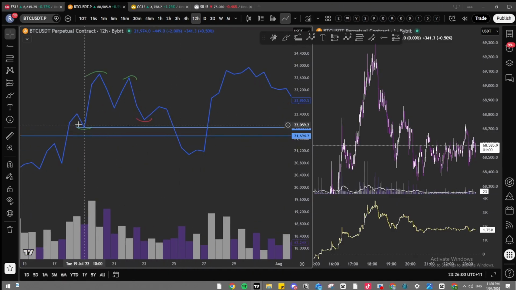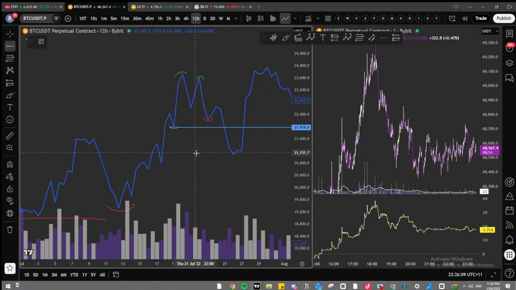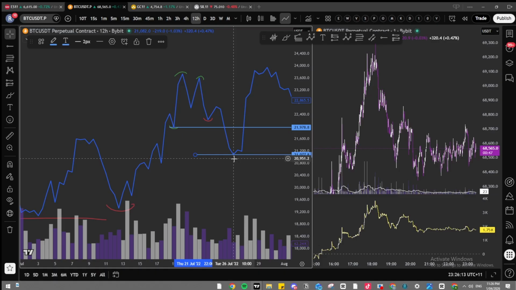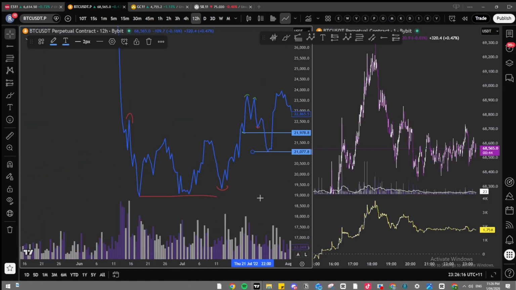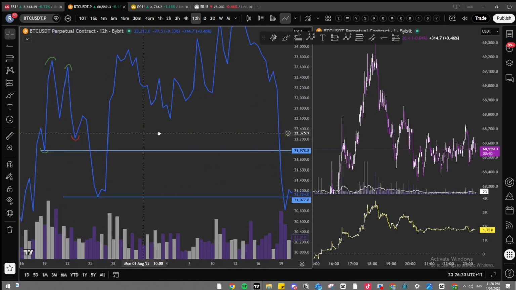But now what happened is we took out this low, and yes, we took it out aggressively and we spent time below it, which is what we always want to see. But the thing is, we don't use market structure alone. We don't use daily levels alone. We don't use weekly levels alone. We don't use anything alone. We use all these things in confluence with each other to get a more probabilistic outcome.